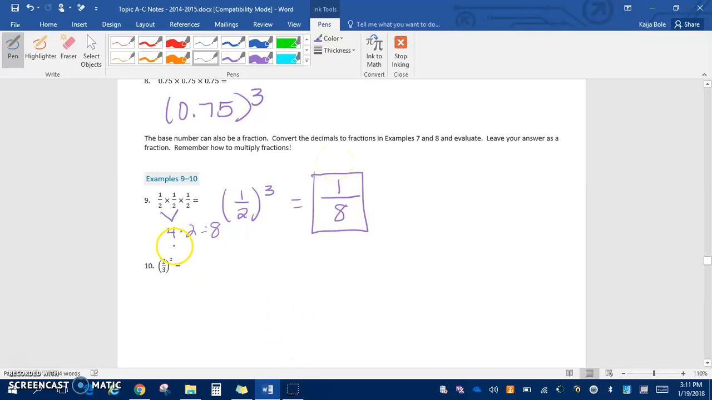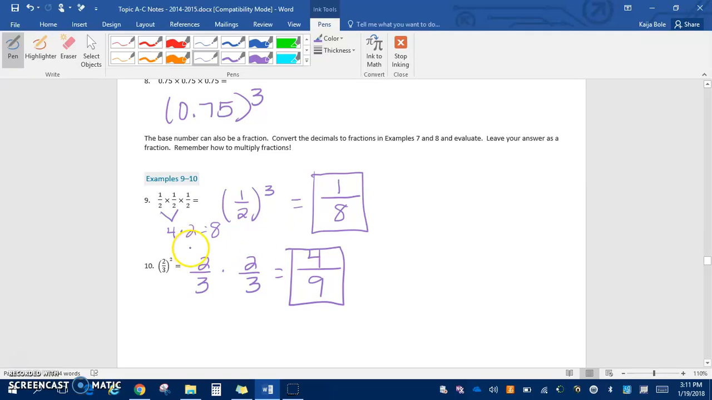Then down here we have 2/3 to the 2nd power. We are going to expand that out first, so we have 2/3 times 2/3. And now if we multiply across, 2 times 2 is 4, and 3 times 3 is 9. So that is our final answer.